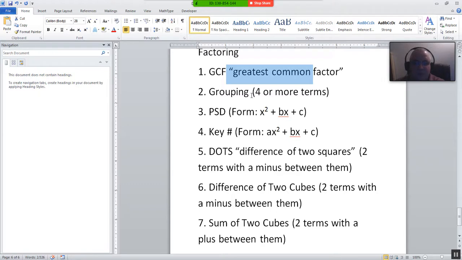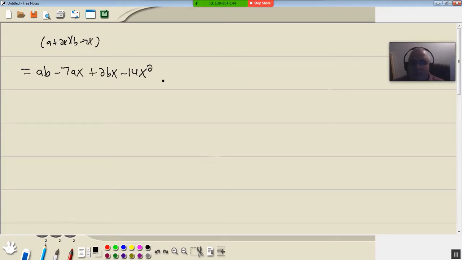My next one says if you've got 4 or more terms, you try grouping. Well, we've got 4 terms. Now with grouping, what we do is we group the first 2 terms together and the last 2 terms together. Now you won't put lines underneath them like that or mentally group them. Now visualize covering up this second group, and you only look at the first group, and you ask yourself what the GCF is. Well, that'd be a. And if I factor that out, that gives me b minus 7x.